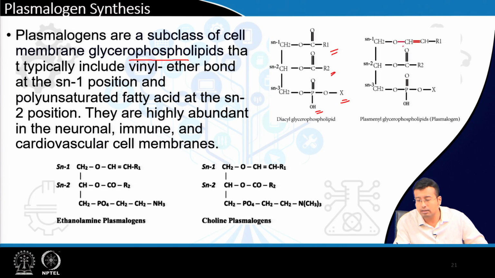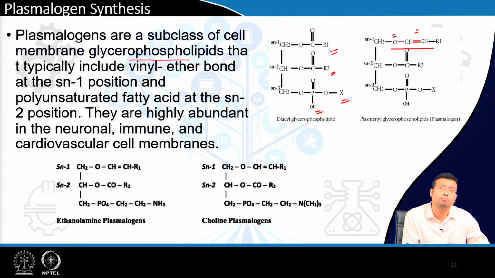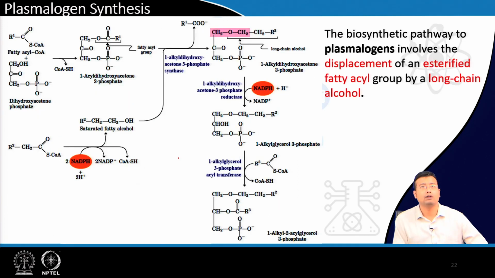The first one is a vinyl ether bond. So, there is an unsaturation and there is an ether bond, C-O-C, right. So, this is the first position, and a polyunsaturated fatty acid is present in the second position. Plasmalogens are highly abundant in neuronal, immune and cardiovascular cell membranes. Okay. So, let us see how plasmalogens are formed.